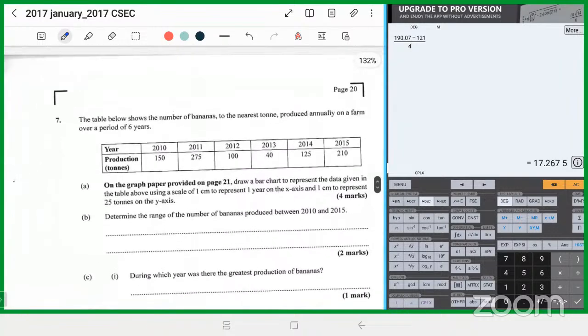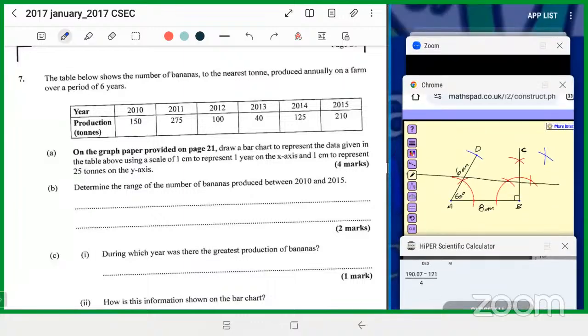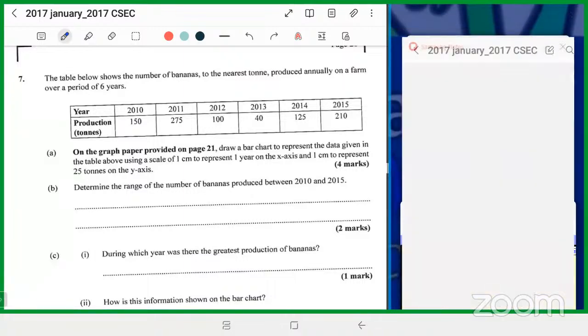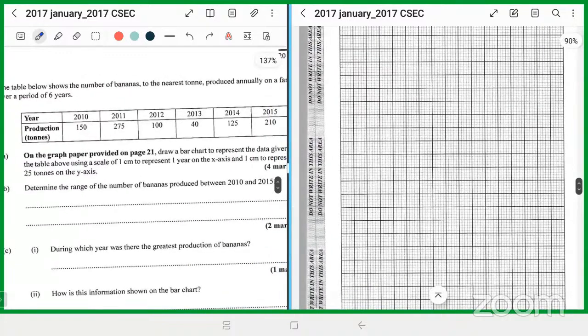Number 7 says, the table below shows the number of bananas, to the nearest ton, produced annually on a farm over a period of 6 years. It's a statistics question. These are the years, and these are the tonnage of bananas produced. On the graph paper provided on page 21, draw a bar chart to represent the data given in the table above, using 1 centimeter for 1 year on the x-axis and 1 centimeter to represent 25 tons on the y-axis. So let's use this same graph that I have here, and let's scale this up.